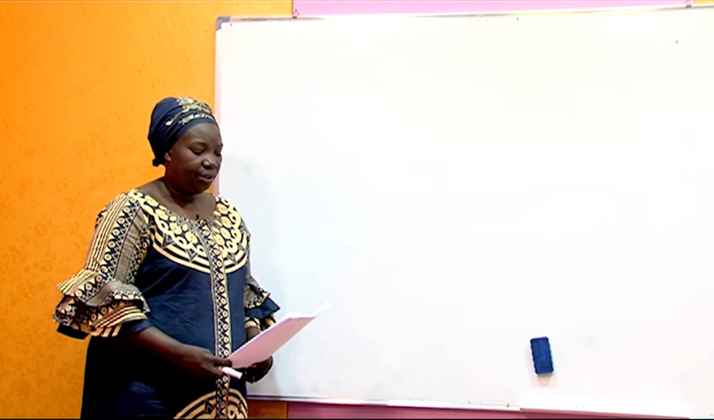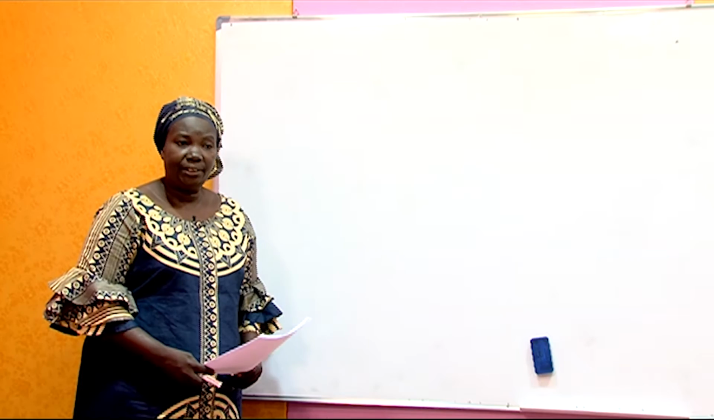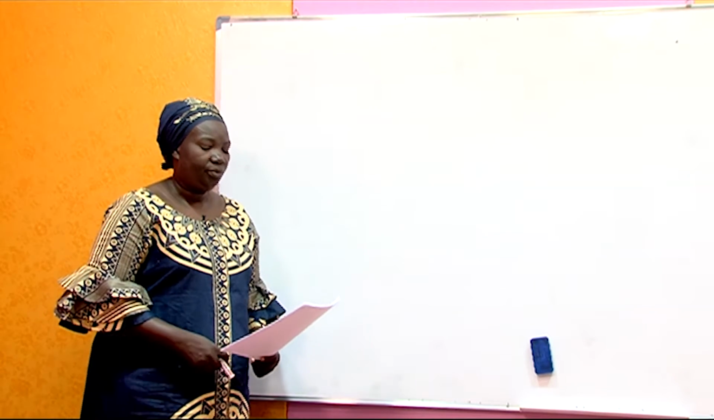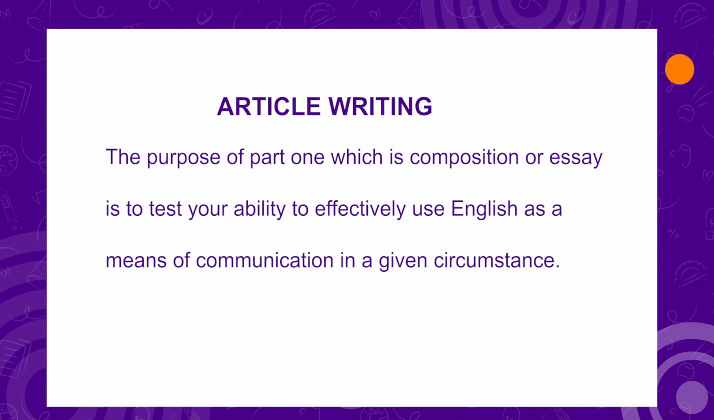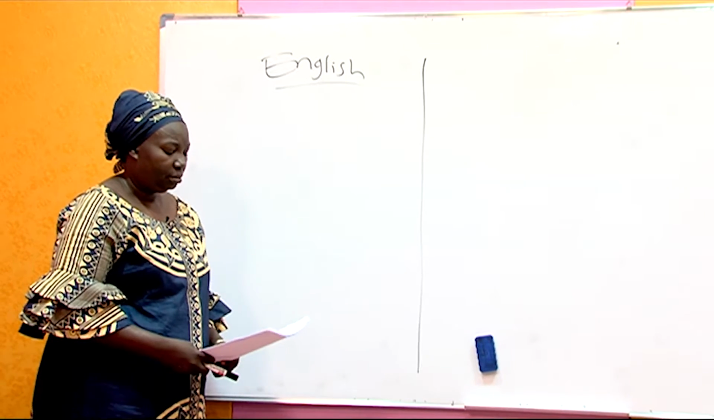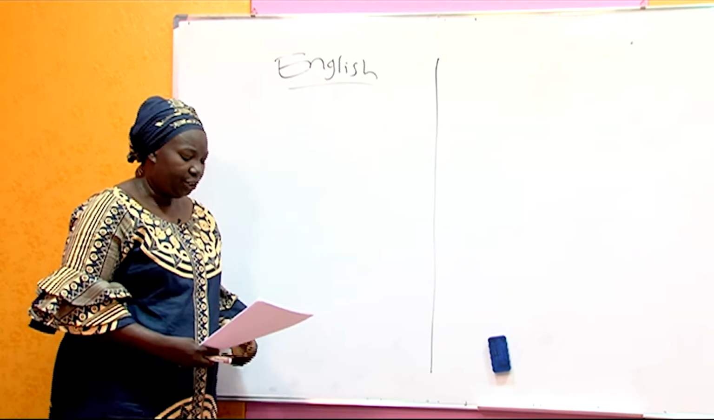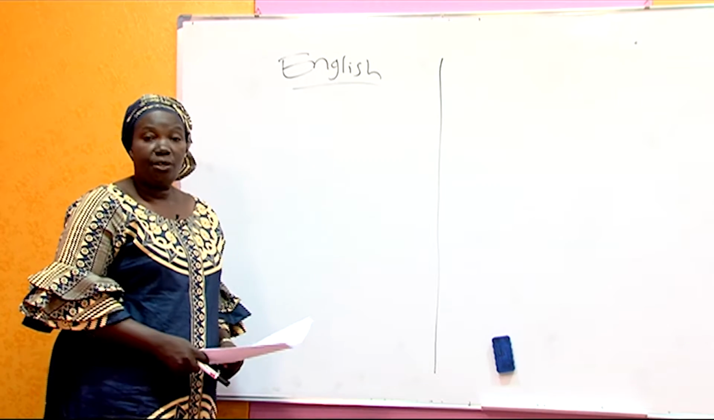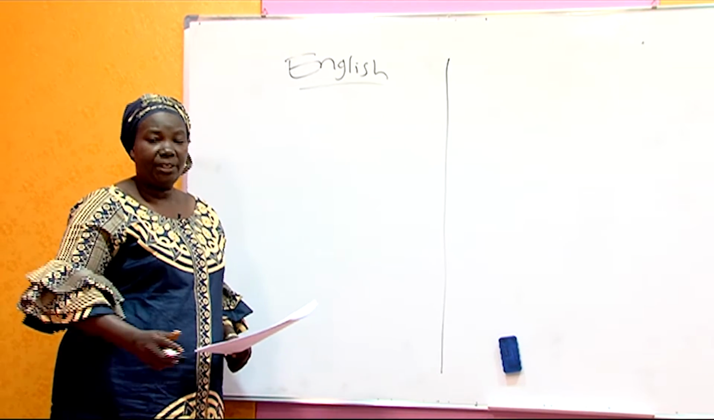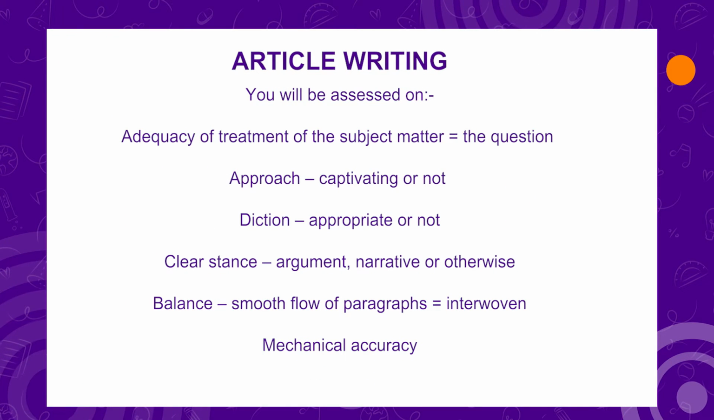The purpose of part 1 is composition, which is otherwise known as essay. And the essence is to test your ability, how effectively you are able to write. Whatever you are writing will be assessed on adequacy of treatment of subject matter. That is the question. Your approach, is it captivating? Your diction, which is choice of words, is it appropriate to the subject matter? And your clear stance, how appropriate is it? Is it argument, narrative, or otherwise? And then your balance also is taken into consideration as your script will be examined.